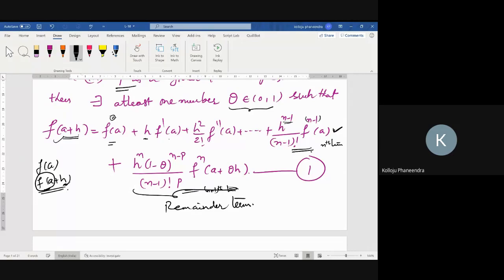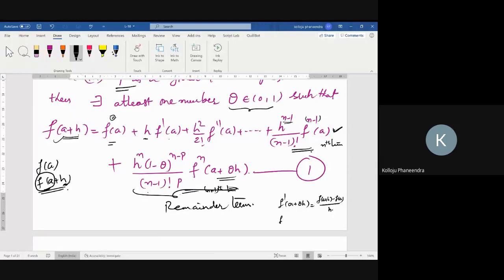And what is the remainder term? h to the power of n into (1 minus theta) whole power n minus p by n minus 1 factorial into p, nth derivative at a plus theta h. Do you remember in Lagrange's mean value theorem, parametric form, what we have to write? f dash of a plus theta h equal to f of a plus h minus f of a by h, we have written.